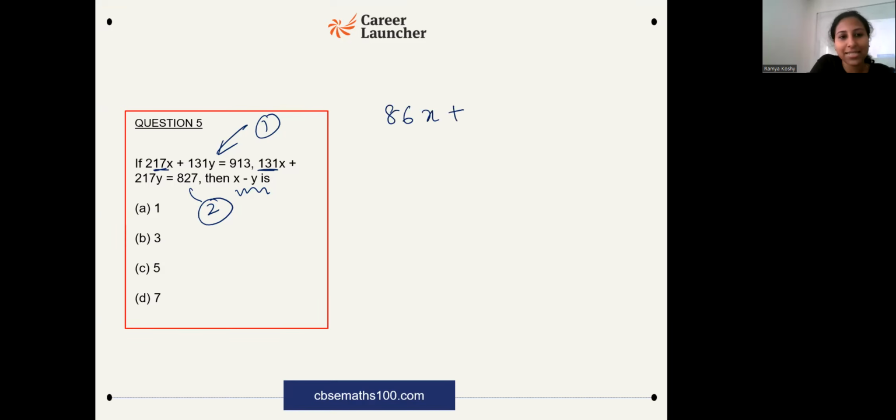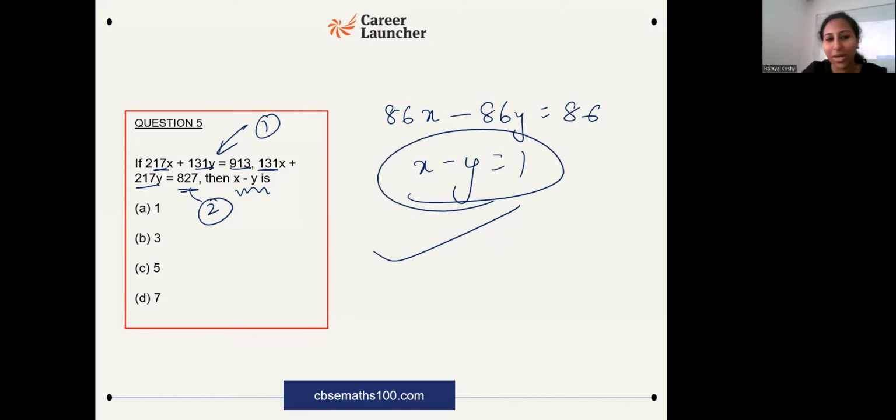So you'll get 86x plus 131 minus 217, that will become minus 86y, is equal to 913 minus 827, which is again, no, sorry, one moment, let me check that. Correct only, no? Yeah, 913 minus 827 will become 86 again. So easily you're getting x minus y equal to 1.